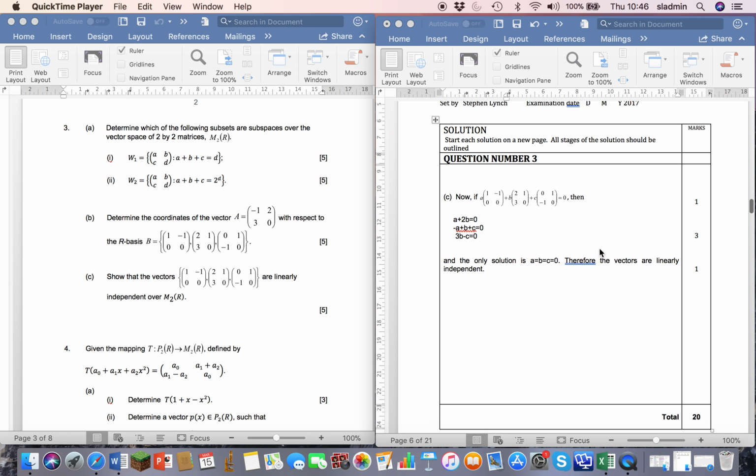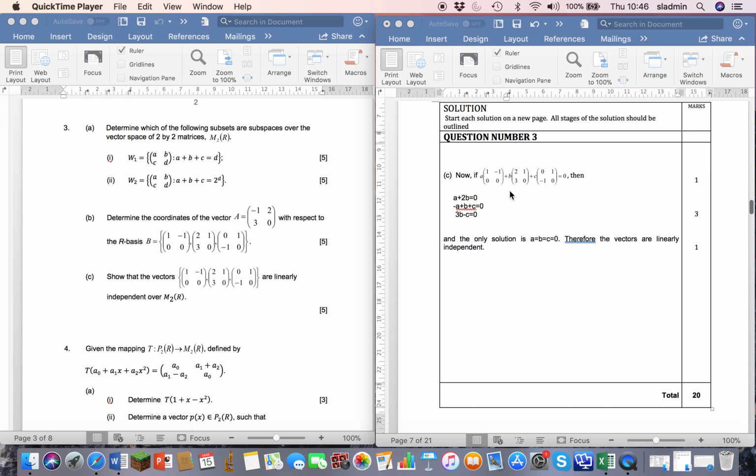And then for the final part C, we want to show that these three vectors are linearly independent. So we need to prove that a, b, and c are all 0. So again, we look at the elements in the matrix. We get these three simultaneous equations, and you can show that the only solution is a equals b equals c equals 0. Therefore, these vectors are linearly independent. And that concludes the solutions to question number 3.